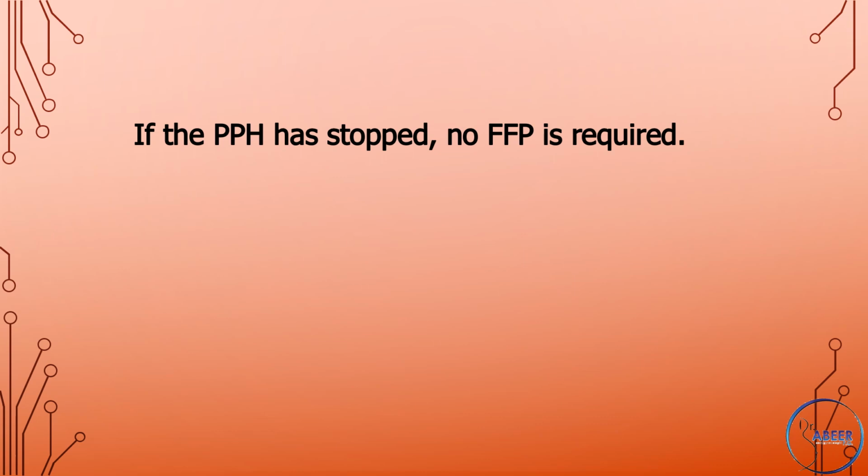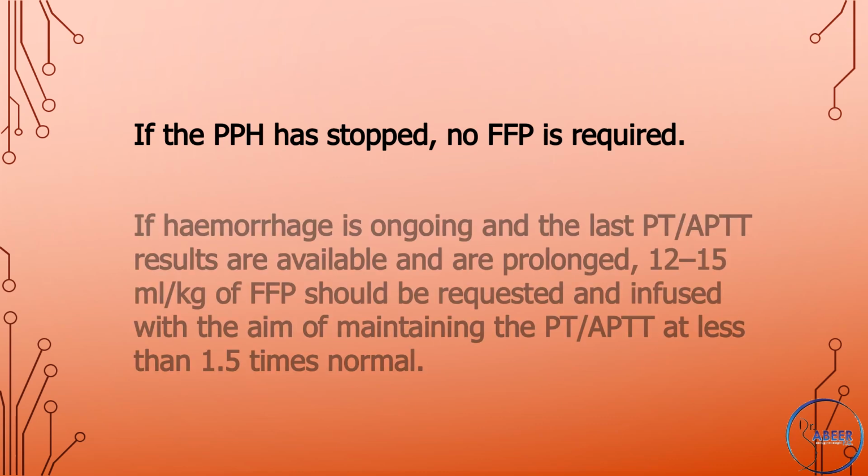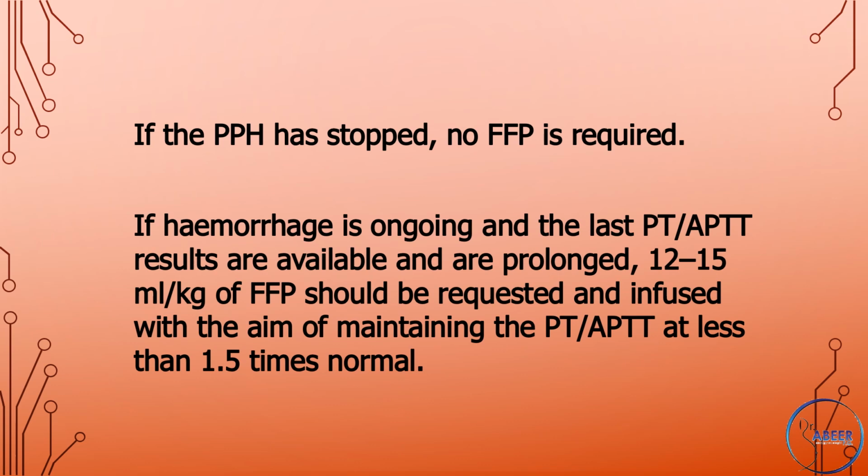If the postpartum hemorrhage has stopped, no FFP is required. If hemorrhage is ongoing and the last prothrombin time and activated partial thromboplastin time results are available and are prolonged, 12 to 15 milliliters per kilogram of fresh frozen plasma should be requested and infused with the aim of maintaining the PT-APTT at less than 1.5 times normal.